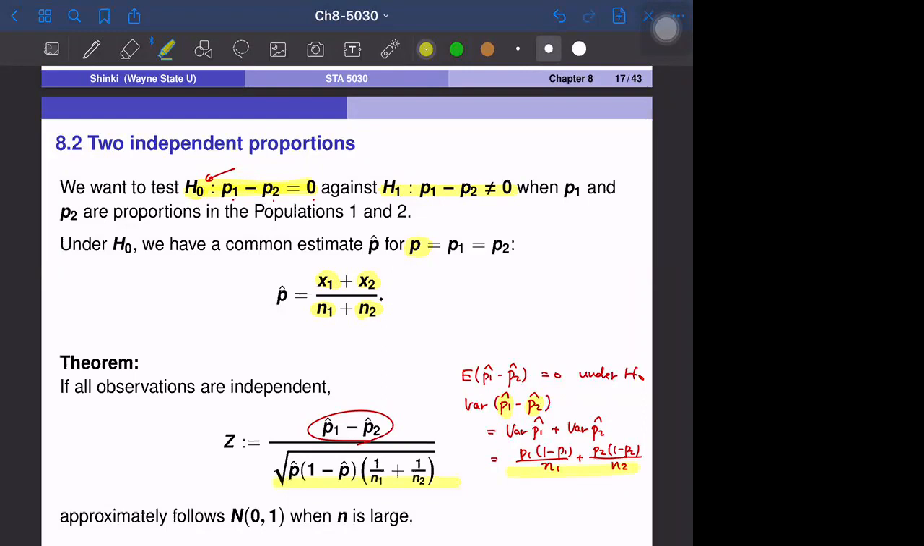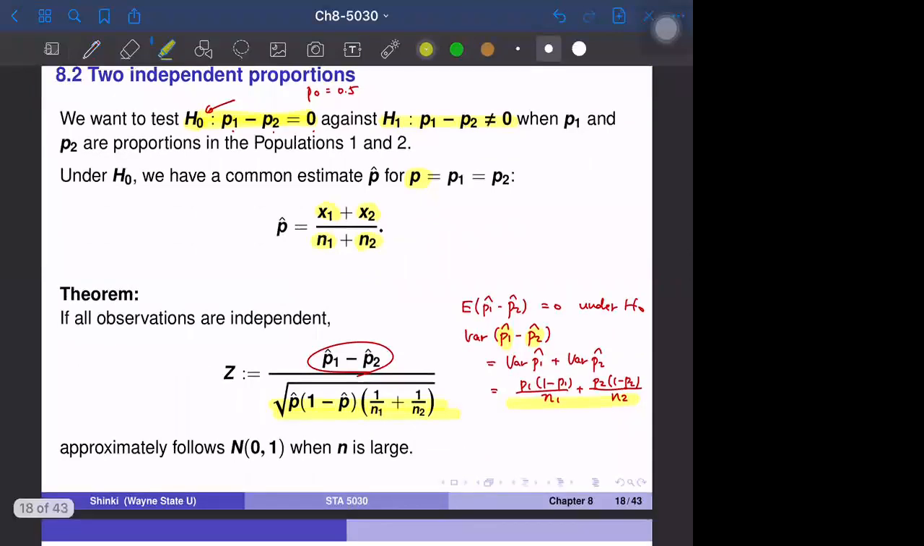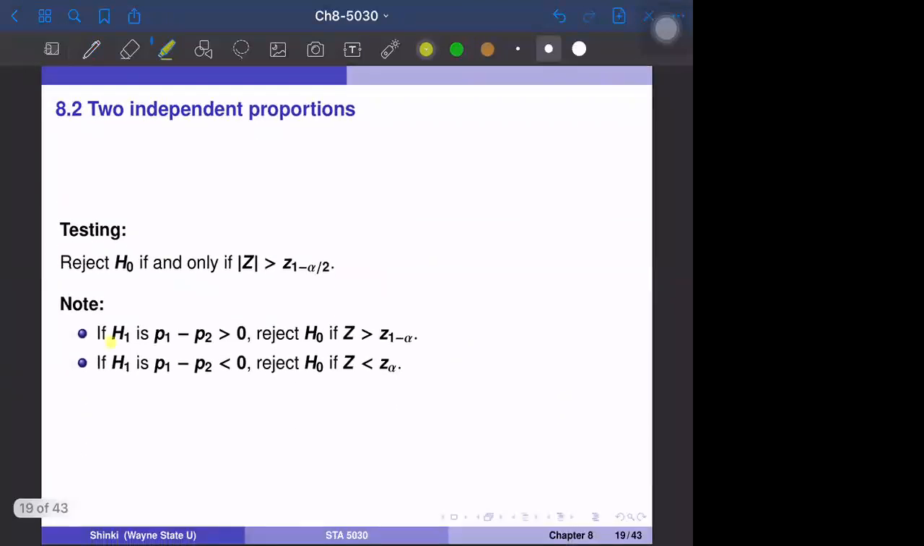For a one sample test, we have p naught, and the assumption is that p naught is equal to 0.5 or something, so we can directly use that number. But here, we only assume that p1 is equal to p2, and we don't really know what p1 and p2 are. So we have to estimate p hat and plug it into this formula. So now we know that this Z is approximately normal 0,1. If Z is large in absolute value, we reject the null hypothesis against this alternative. And a one-sided test is also possible. In such a case, the rejection region is only one side of the standard normal distribution.